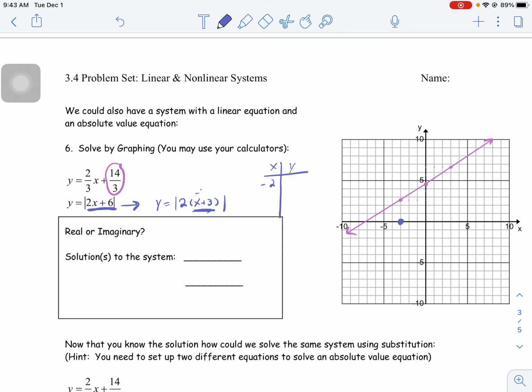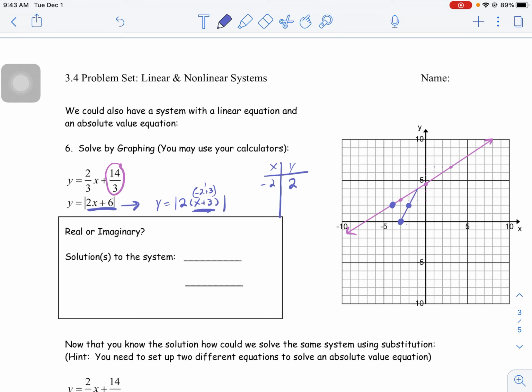So if we went -2, -2 plus 3 would give us +1. 1 times 2 is 2. So at -2, we're at +2. And because this is absolute value, that's going to tell us that it's also just doing the same thing on the left. So notice this value right here is actually just the slope.